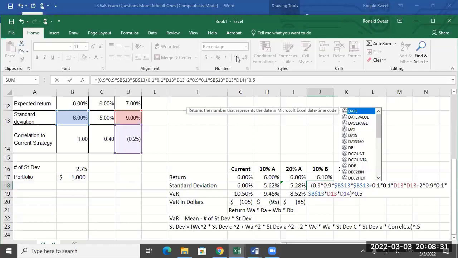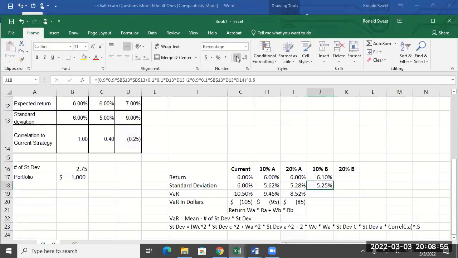Well, we don't know if it's going to come down. We're using 9%, which is a much higher number. We're using minus 0.25. So in the first part of the equation, where we do 0.9 times, 0.1 times 0.9 times standard deviation, that number is going to be higher. But the end, the 2 times the weight times the weight times the risk times minus 0.25, that's actually going to come down because the higher 9% is going to be multiplied by a negative number. So I'm going to guess it's going to be below 5%. I mean, the 5.62%. And sure enough, it is.